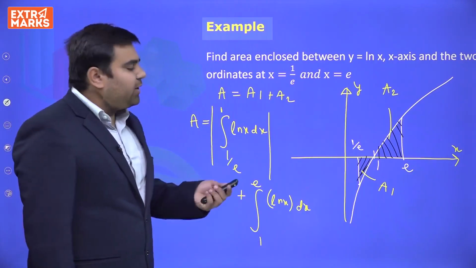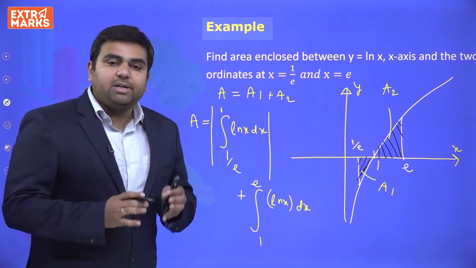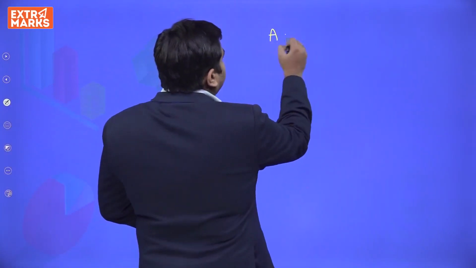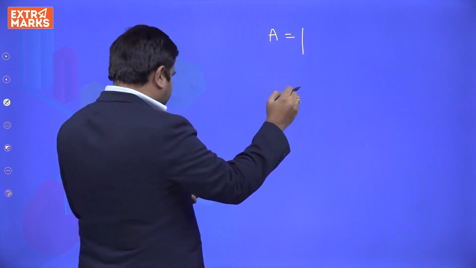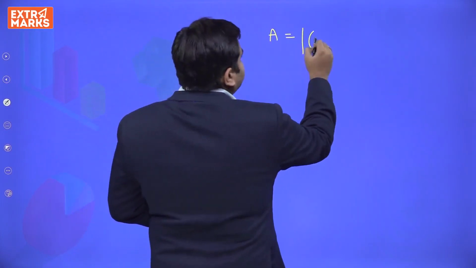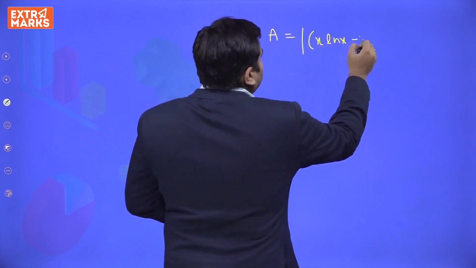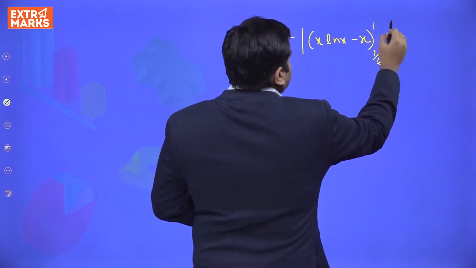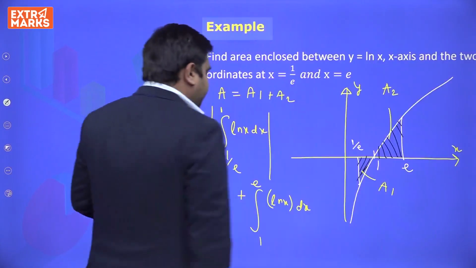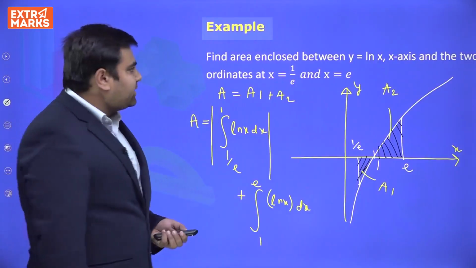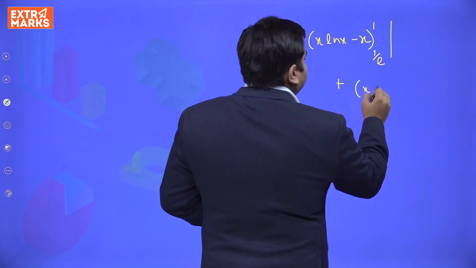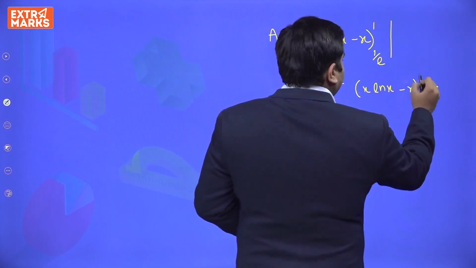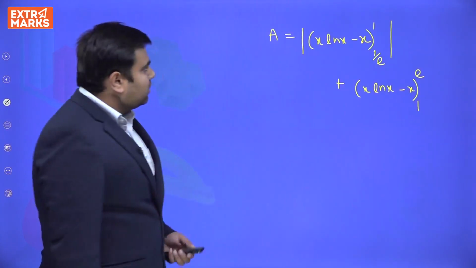So what is the integral of ln x? The integral of ln x is x ln x minus x, right? So the area would come out to be what? The area would come out to be x ln x minus x between 1 by e and 1, modulus closed, plus x ln x minus x from 1 to e, right?